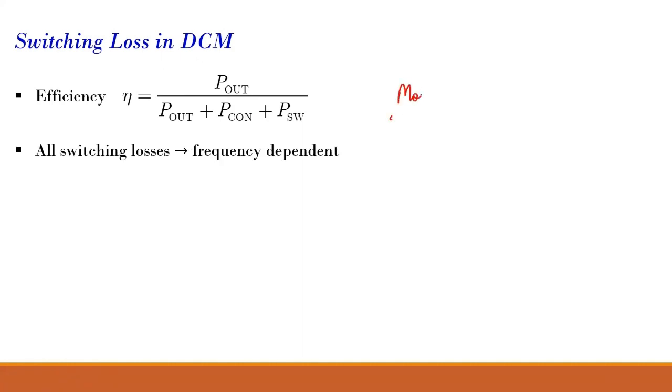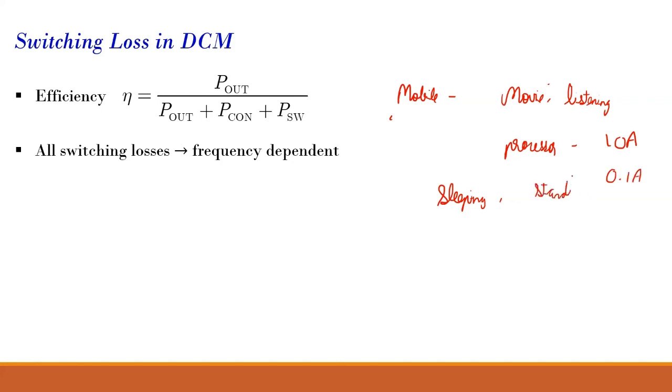You have a mobile. If you're seeing a movie and listening to songs, all these things are happening, then your mobile processor will draw lots of current. We'll just take a figure of 10 amperes. But now suppose you're sleeping. Then how much current will it draw? Your processor will draw around 0.1 ampere. It's like a standby mode.